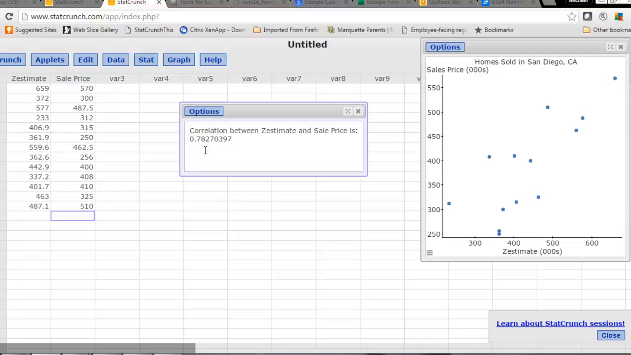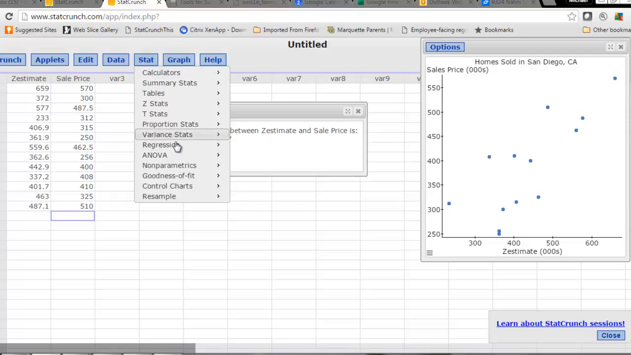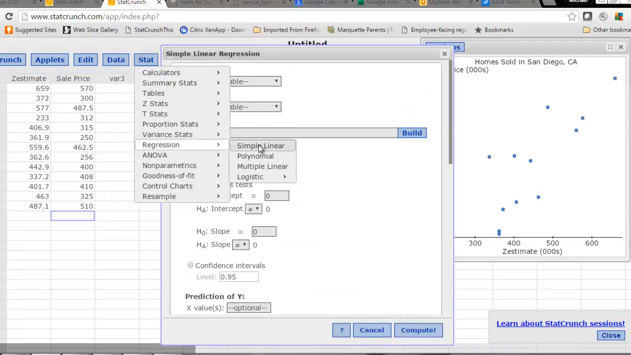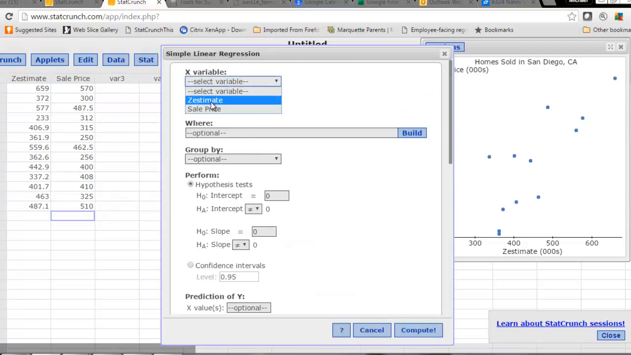This is what we did in chapter 4, right? And then the next thing that we did in chapter 4, if we noticed that there was positive association, or at least association between the two variables, we went ahead and found the least squares regression, where you go Stat, Regression, Simple Linear. The X variable is the Zestimate. The Y variable is the sales price.